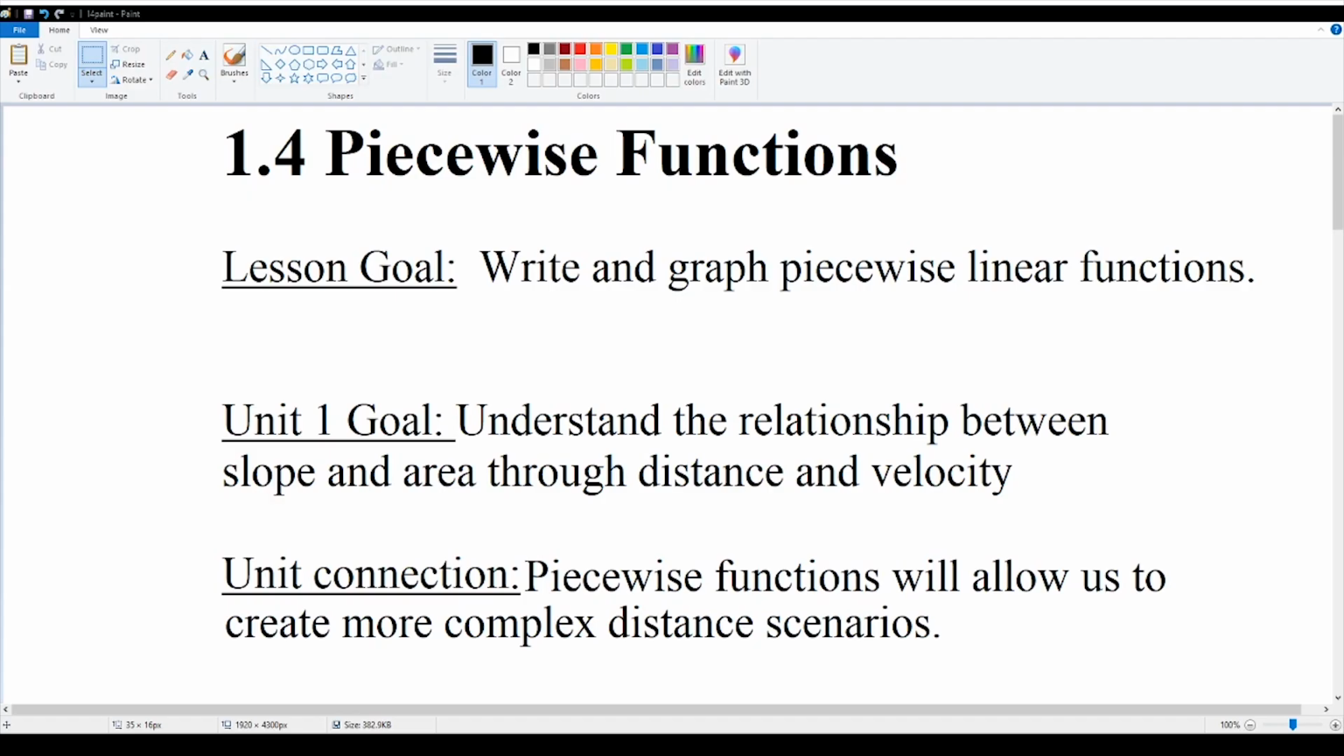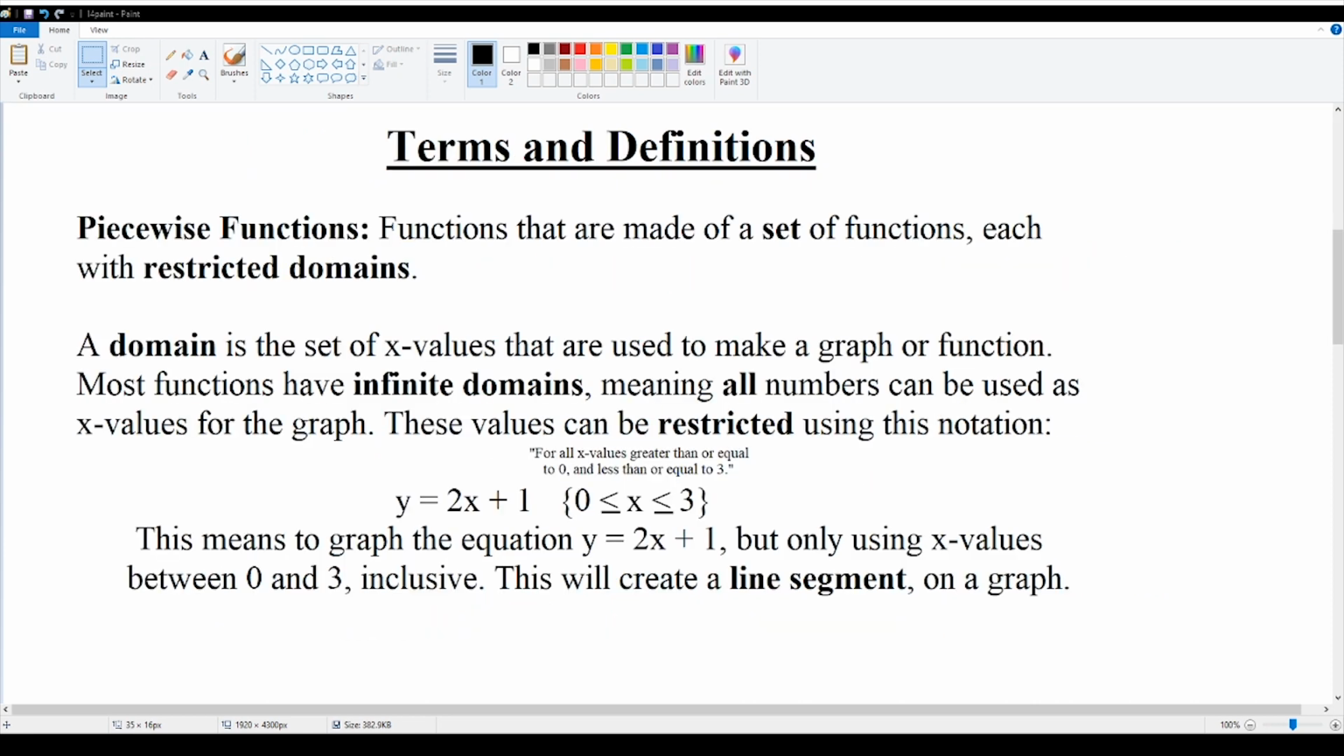Lesson 1.4 is on piecewise functions, a type of graph that will help us create more complex distance scenarios. A piecewise function is a single function that is made up of multiple other functions that have restricted domains, so essentially a bunch of line segments.